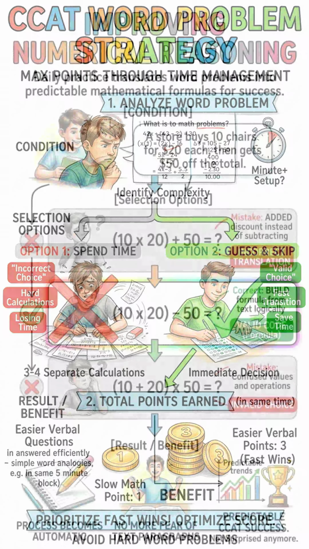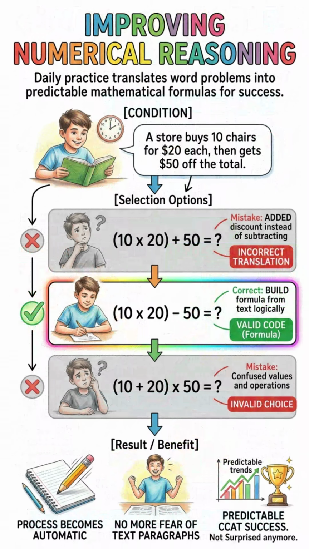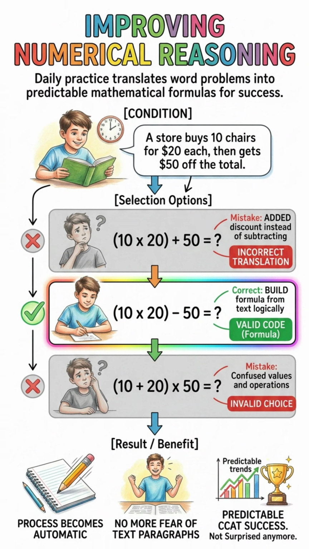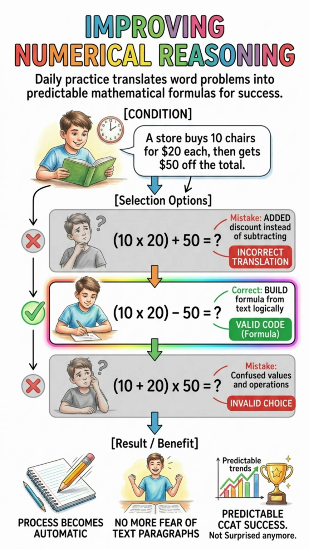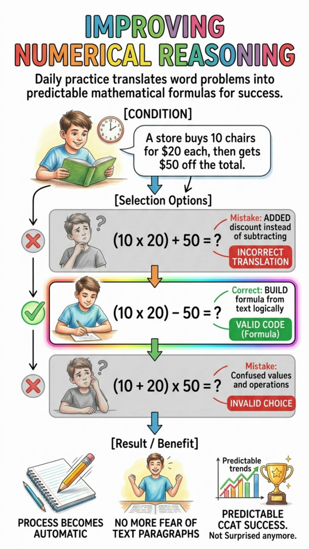The best way to improve your numerical reasoning is to practice translating words into math every single day. Do not just look at a question and guess, but actively write down the formula you are building from the text. Over time, this translation process becomes automatic, and you will stop fearing the paragraphs of text. Math is highly predictable, and the CCAT uses the exact same types of word problems year after year. Once you learn the underlying formulas, the test makers cannot surprise you anymore.